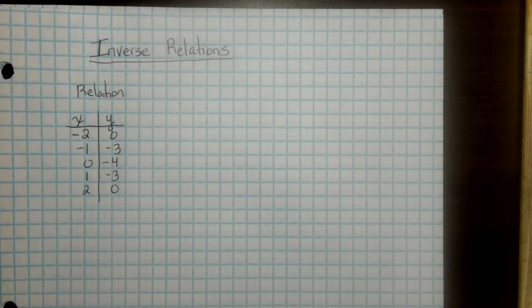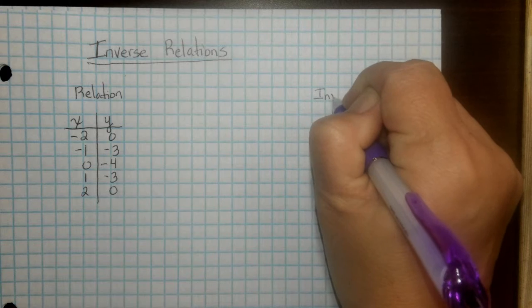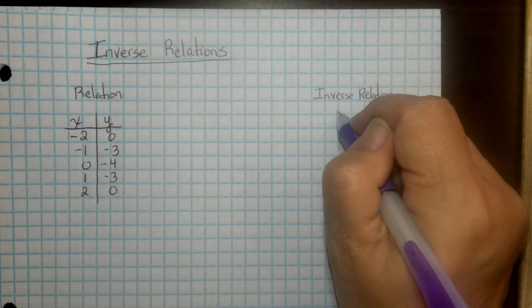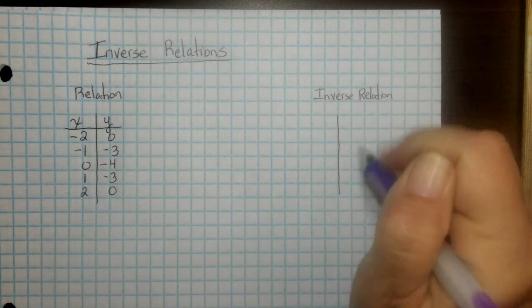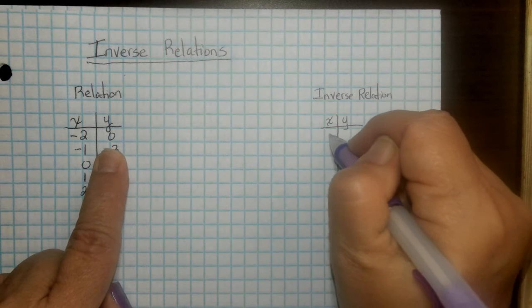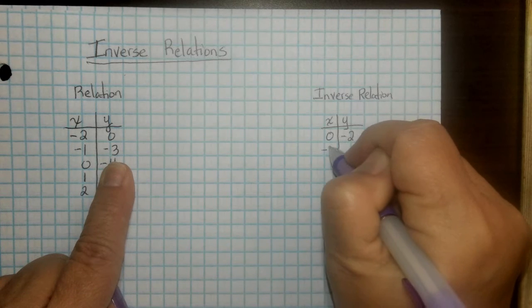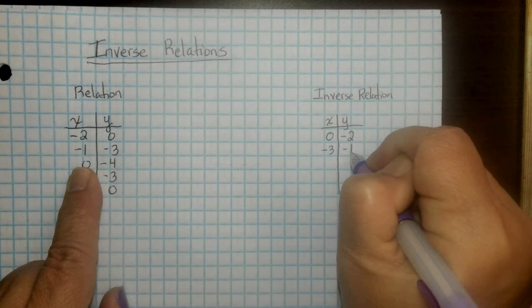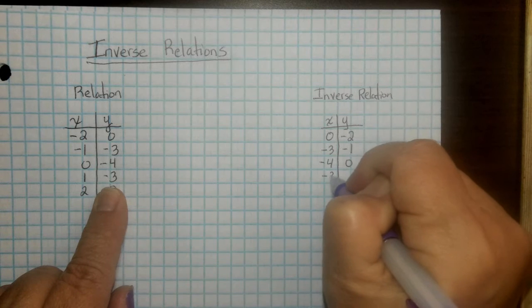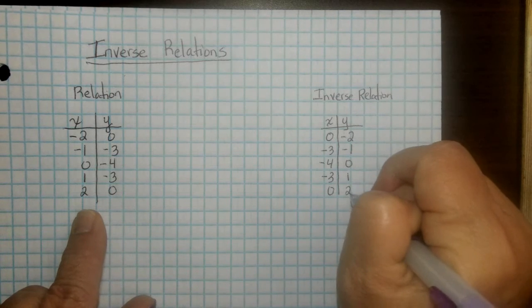So over here, we want to leave some space in the middle for a graph. And over here, I'm going to talk about the inverse relation. So in an inverse relation, the input and the output are switched. So I would input a 0 and get out a -2. I would input the -3 and get out a -1. Input a -4, get out a 0. Input a -3, get out a 1. Input a 0, get out a 2.